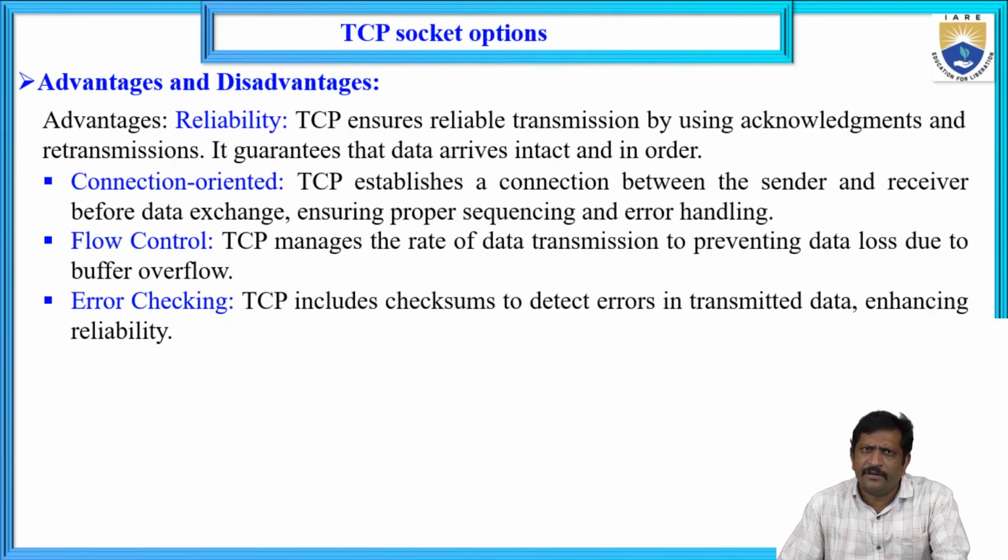Connection oriented. TCP, the Transmission Control Protocol, is connection oriented, which means it establishes the connection between the sender and the receiver before data transmission, ensuring proper sequencing and error handling between the client and the server. Flow control: TCP manages the rate of data transmission to prevent data loss due to buffer overflow.